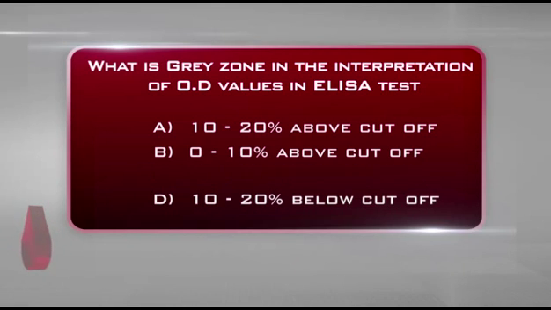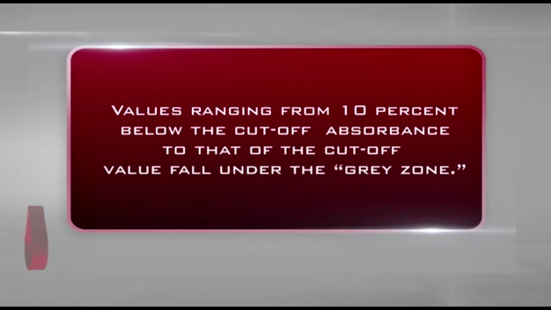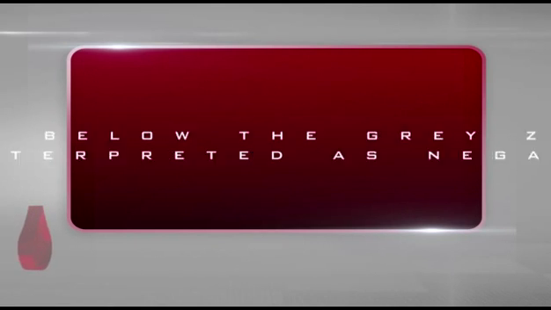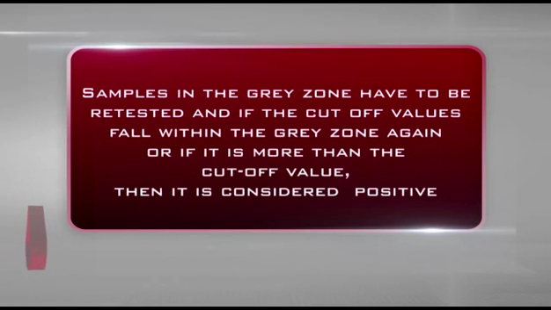Yes, the correct answer is C. 0 to 10% below cutoff. Values ranging from 10% below the cutoff absorbance to that of the cutoff value fall under the grey zone. Values below the grey zone are interpreted as negative. Samples in the grey zone have to be retested, and if the value falls within the grey zone again, or if it is more than the cutoff value, then it is considered positive.